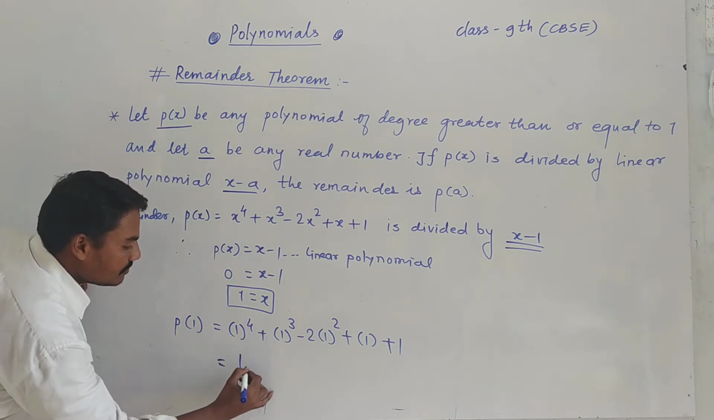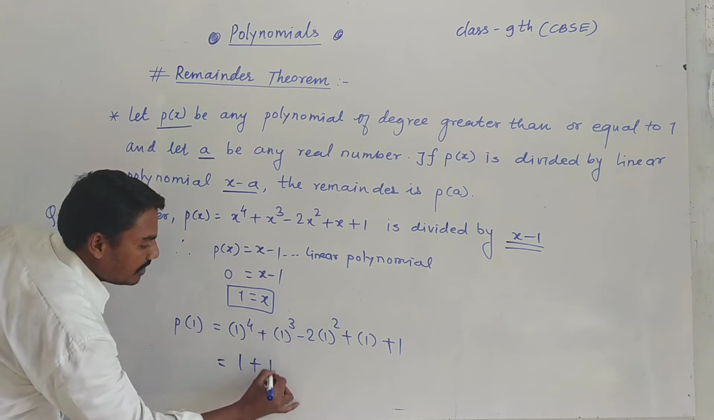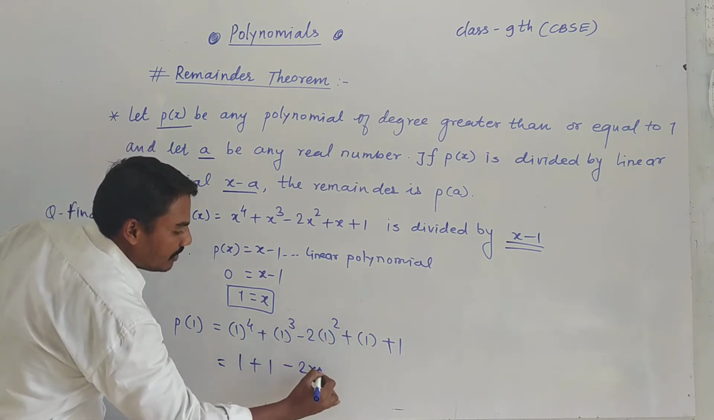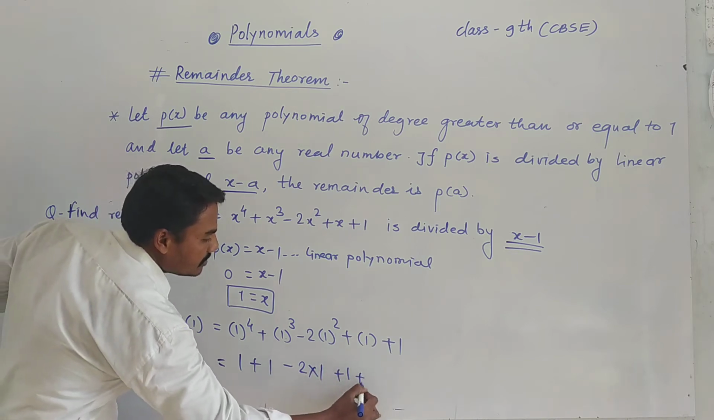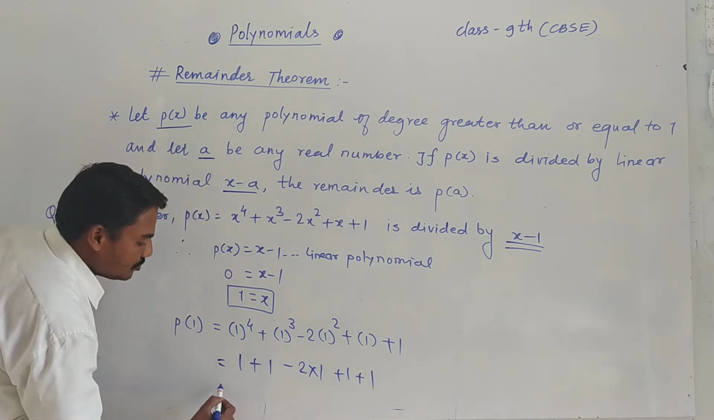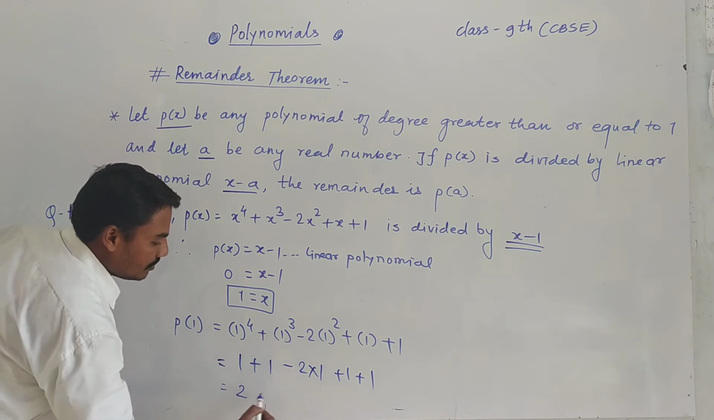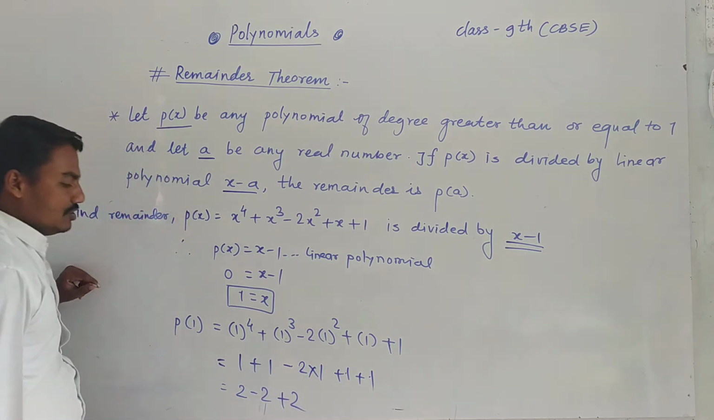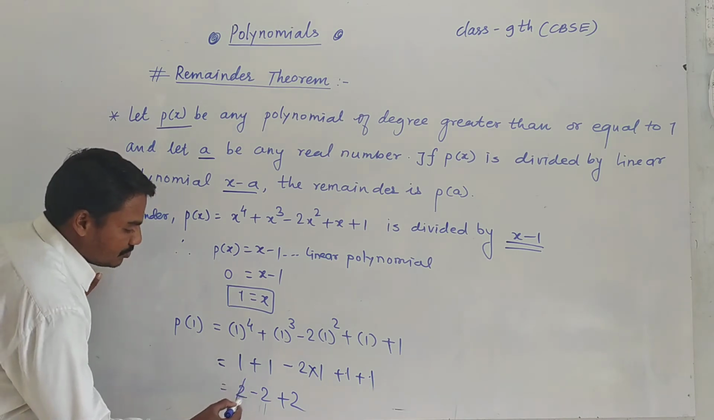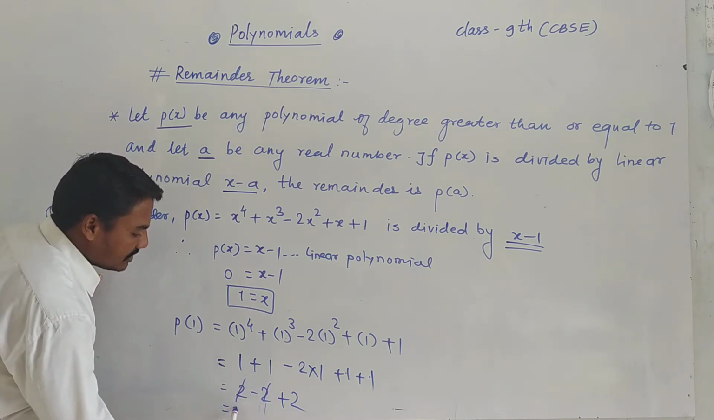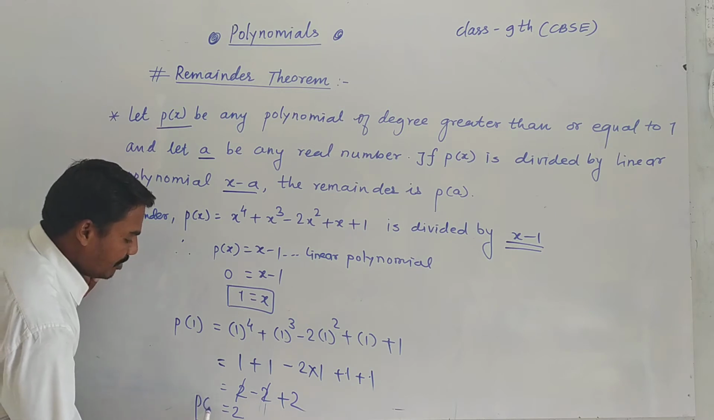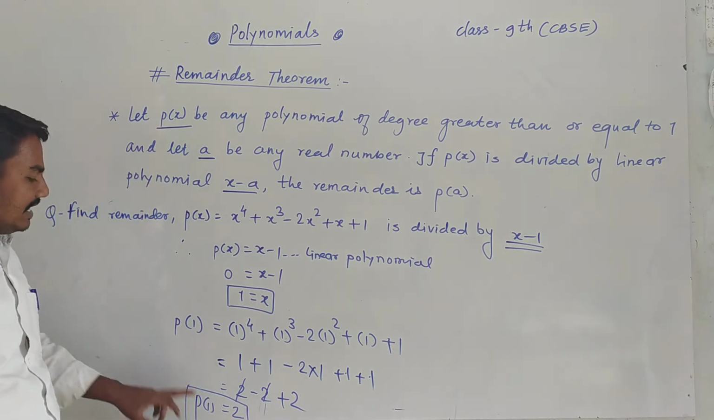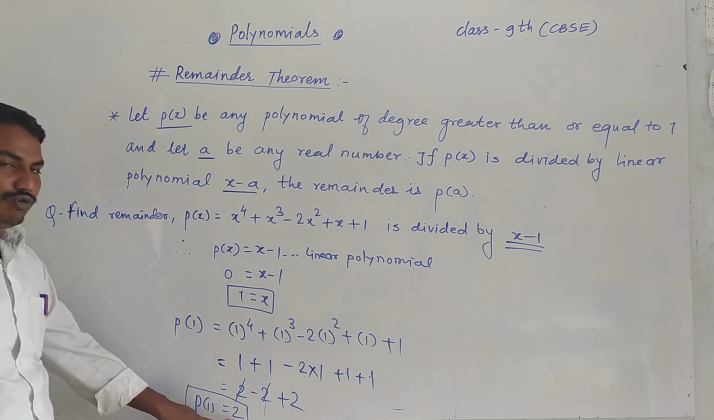So 1 raised to 4 is 1, 1 cube is 1, minus 2 into 1 power 2 is 1, plus 1 plus 1. 1 plus 1 is 2, and 2 into 1 is 2, so plus 2 minus 2 gets cancelled. So the answer is 2. So the remainder p of 1 is 2.